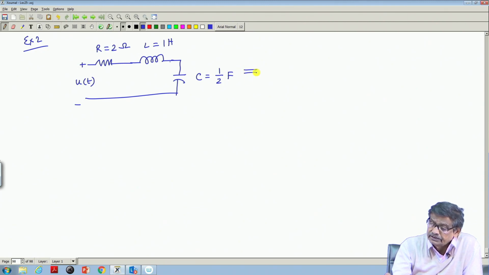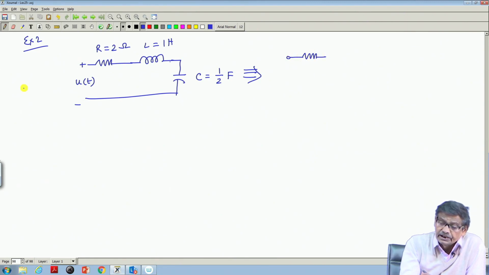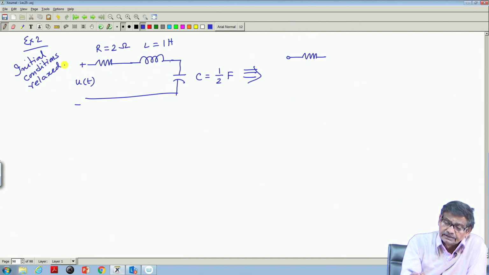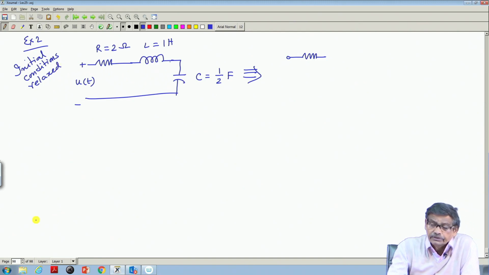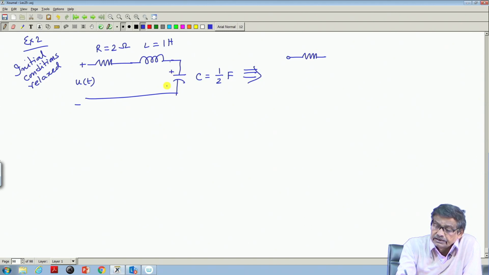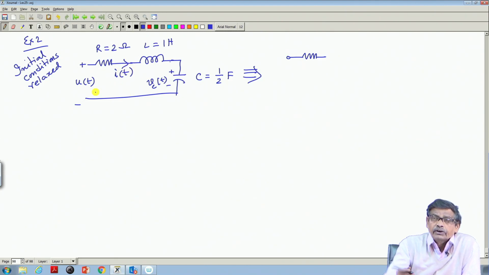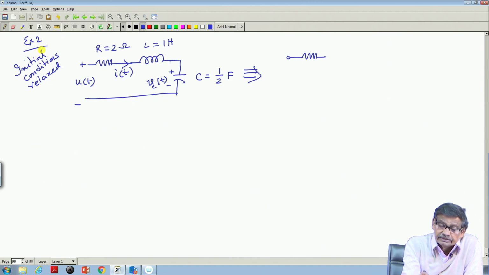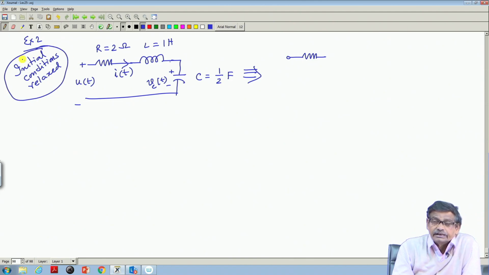So, redraw the circuit in S domain which will be R and initial conditions relaxed. That means, the current in the inductor at t equal to 0 minus was 0 and voltage across the capacitor at t equal to 0 minus is 0. These are the time domain description of the circuit. So, I will avoid writing KVL equations because I know initial conditions are relaxed.